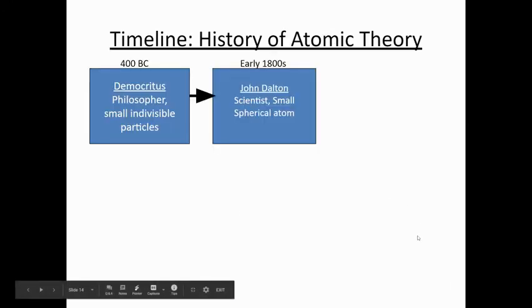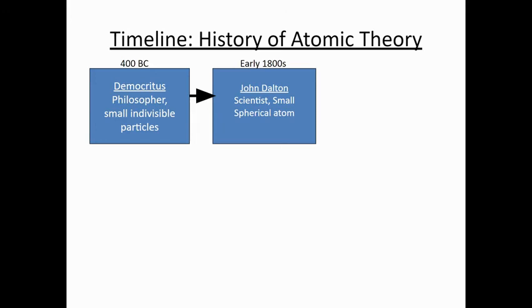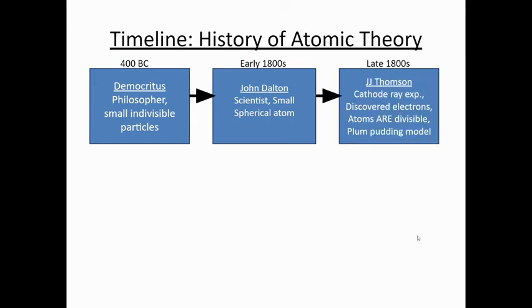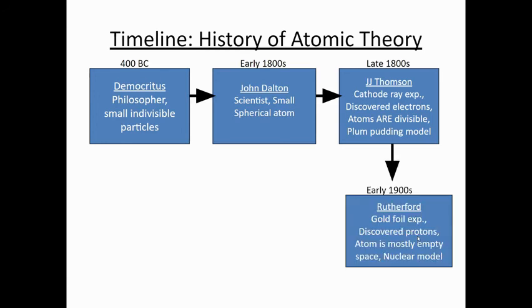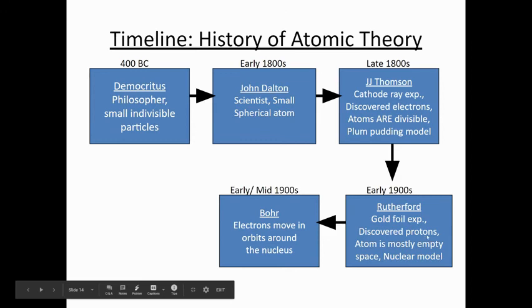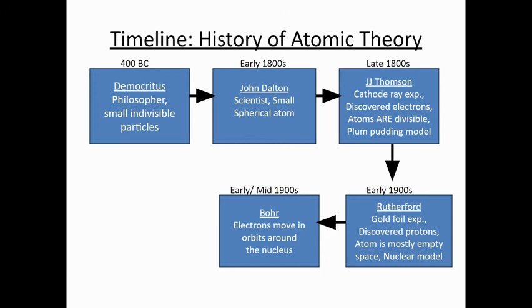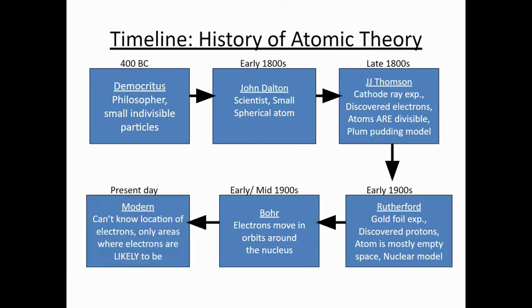So again, we started with Democritus, we moved to John Dalton's theory of the spherical atom. J.J. Thomson added the electrons, Rutherford added the nucleus. Bohr took those electrons and arranged them in what he called orbits at the time. We now call those orbitals. And by combining the particle model and the wave model, what we now call the dual nature of light, we now have the modern theory where we say we can't know the exact location of electrons, only areas or regions where they are likely to be.